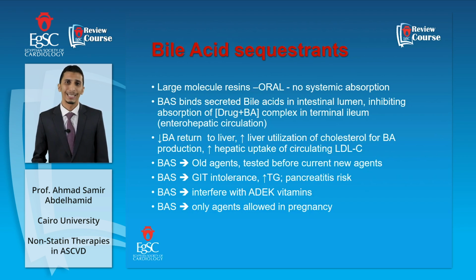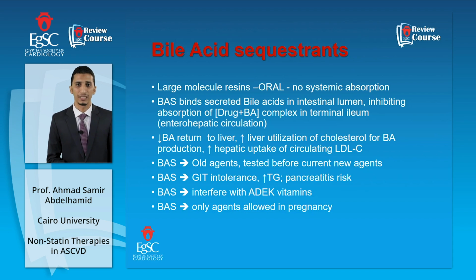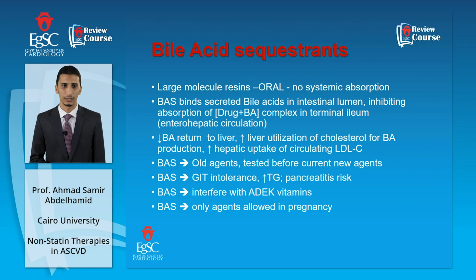The decrease of bile acid molecules returned to the liver makes the liver hungry for bile acids and utilize more cholesterol, from either exogenous or endogenous sources, for formation of new bile acid molecules, and thus increases the hepatic uptake of the circulating LDL cholesterol to feed and compensate for those deficient bile acids. Bile acid sequestrants generally are old agents and were tested before the current new agents became available.